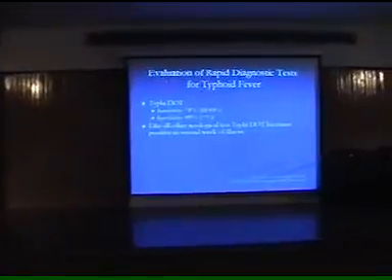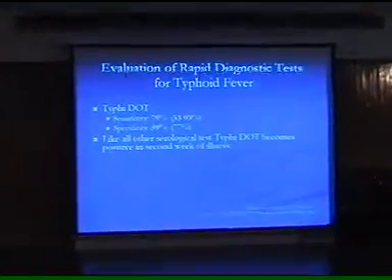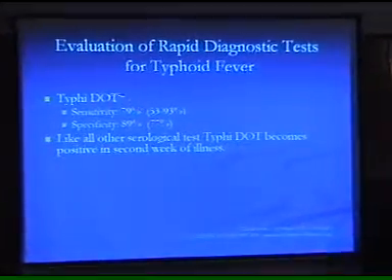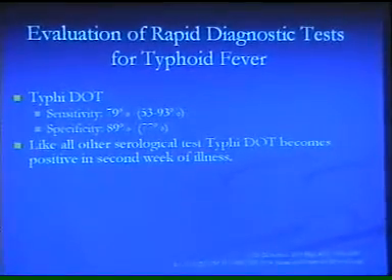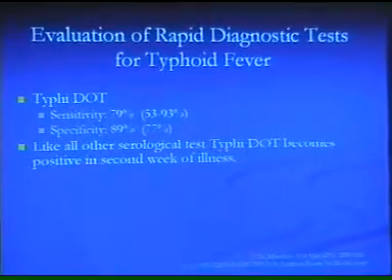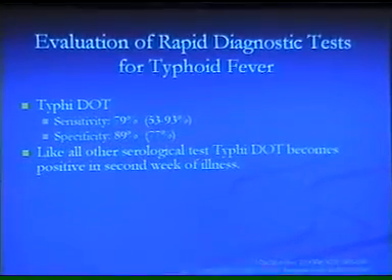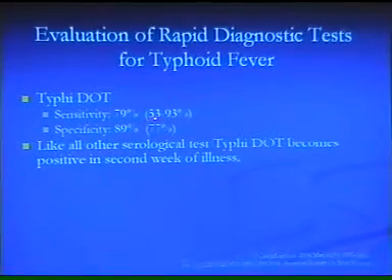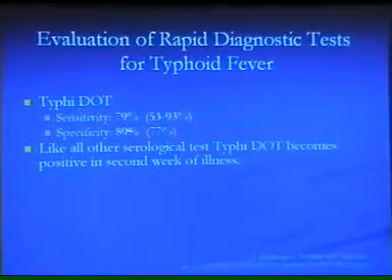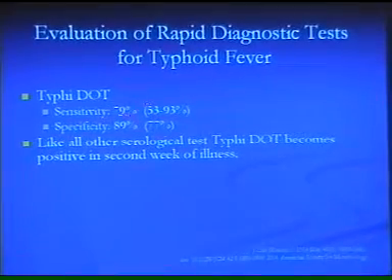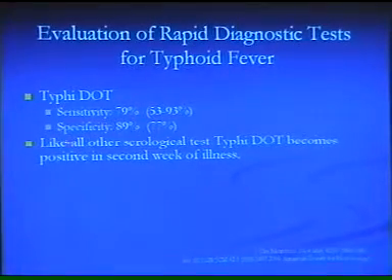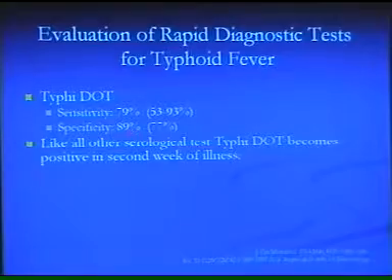Okay. Then there are other rapid diagnostic tests, and in Pakistan we usually do Typhidot. Typhidot detects antibodies to typhoid antigens, IgM and IgG. There are various studies, and the sensitivity ranges from 53 to 93%. And in one study, the sensitivity was like 79%, while the specificity was 89%.